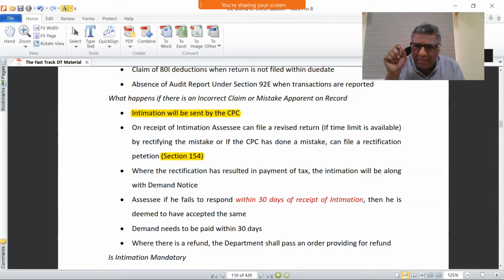Where the rectification of the mistake apparent has resulted in payment of tax, the intimation will be sent to you along with a demand notice. Pay the tax within 30 days of the intimation. So if you have an objection, object also within 30 days. Otherwise, it is deemed to have been accepted.